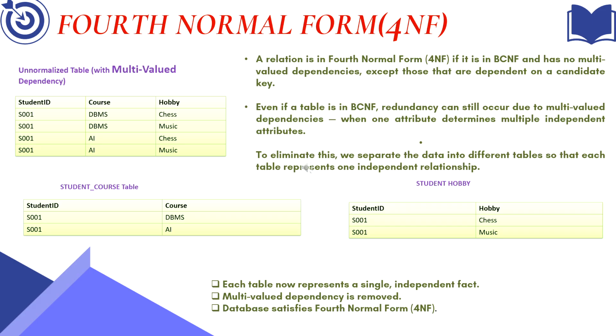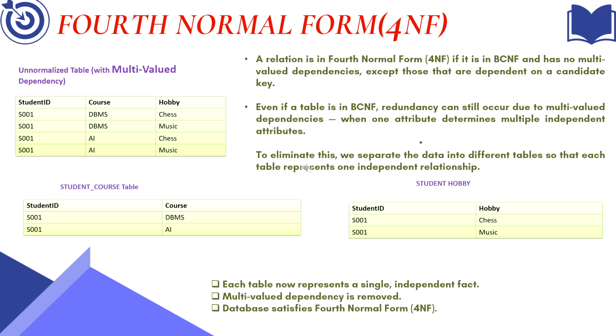Let's look at an example. Here, suppose we have a table that stores each student's courses and hobbies. This table contains student ID, course and hobby. The same student has multiple courses and multiple hobbies. Here, both course and hobby depend on the same student, but they are independent of each other. This creates a lot of repeated combinations, 4 rows for a single student.